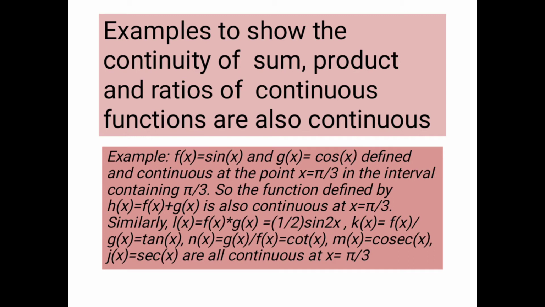Similarly, the ratio sin x divided by cos x, that is tan x, is also continuous at x equal to pi by 3. Or if you take the reverse ratio cos x divided by sin x, both sin x and cos x are not equal to 0 at x equal to pi by 3. So both the ratios exist. Tan x has a finite value at x equal to pi by 3 and cot x also has a finite value at x equal to pi by 3. So you can note that the ratio, either f(x) by g(x), that is tan x, or g(x) by f(x), that is cot x, is continuous at x equal to pi by 3.